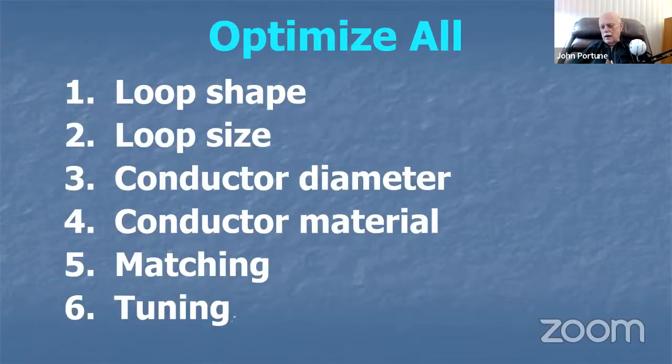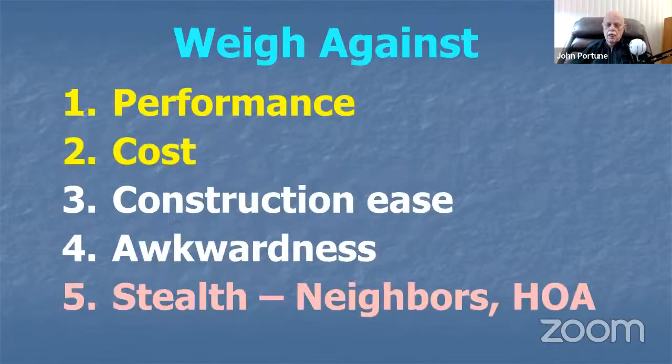To optimize a mag loop, we need to optimize these 6 factors: shape, size, conductor diameter, conductor material, and the matching and tuning mechanisms that are used with them. Because all of these can cause a loop to be very unoptimized, particularly if you leave some of them out, as a lot of home builders do, and even a lot of the commercial builders do. Because you must also weigh all those 6 factors against performance and cost and construction needs and awkwardness and, of course, stealthiness for your neighbors and HOAs.